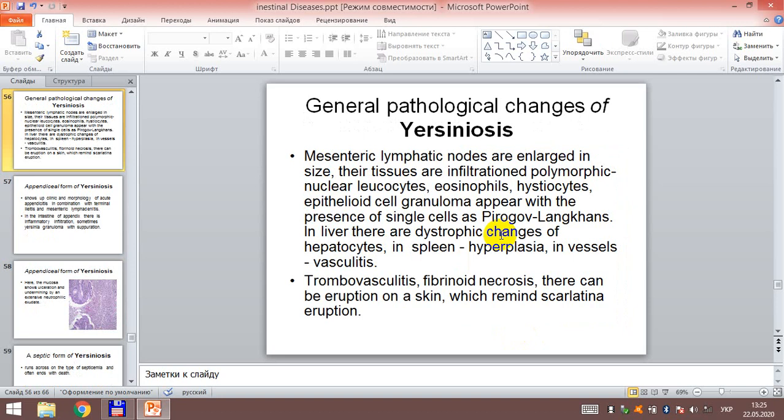Mesenteric lymphatic nodules are enlarged in size. Their tissues are infiltrated by polymorphonuclear leukocytes, eosinophils, histiocytes, epithelioid cells, and granulomas appear with the presence of single giant cells. In the liver, there are dystrophic changes of hepatocytes, in the spleen, hyperplasia, in vessels, vasculitis, thrombovasculitis, fibrinoid necrosis. There can be an eruption on the skin, which reminds of scarlatina eruption.